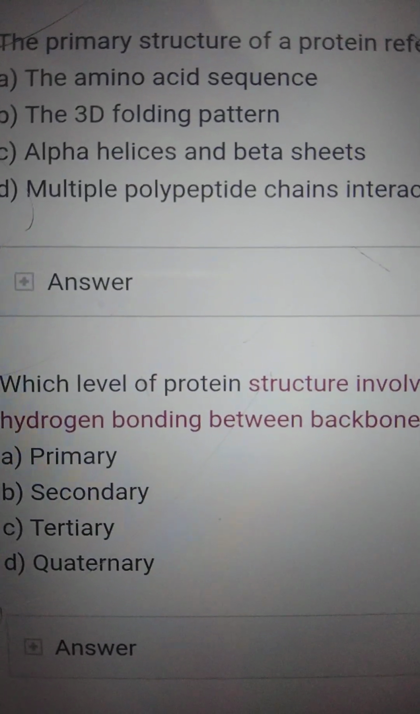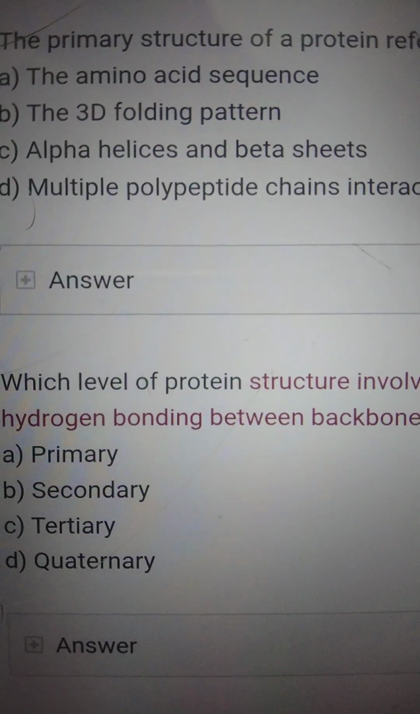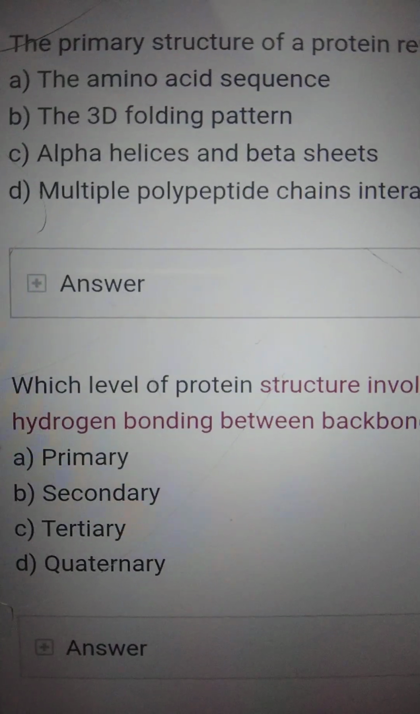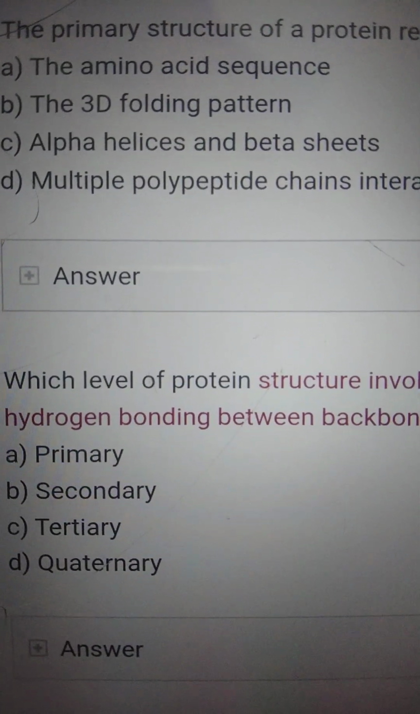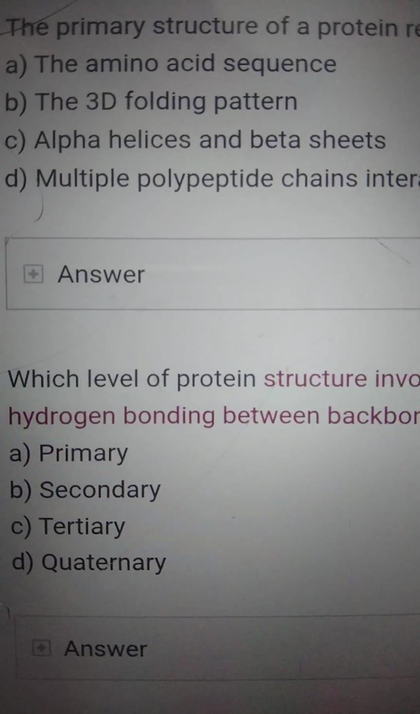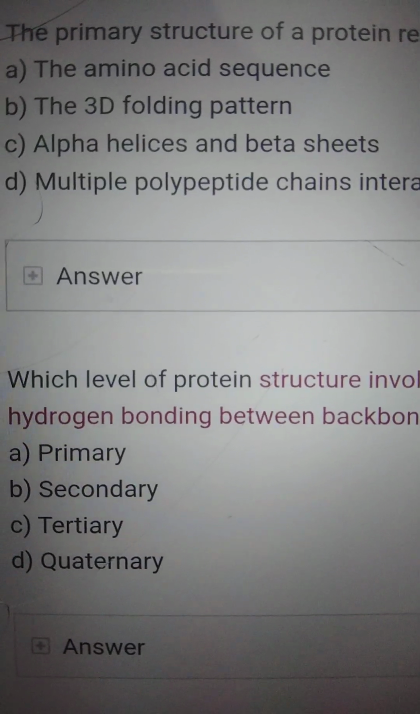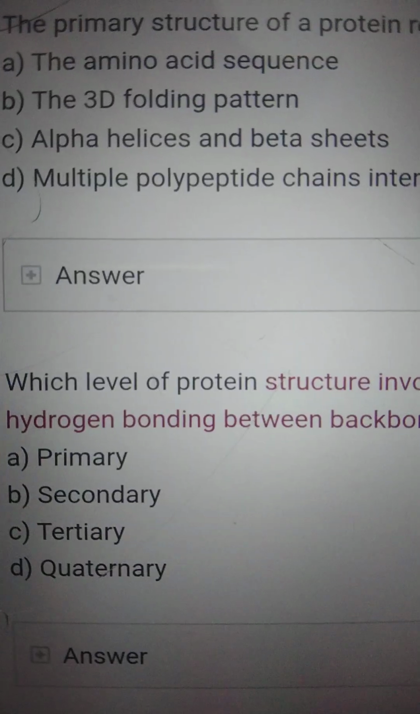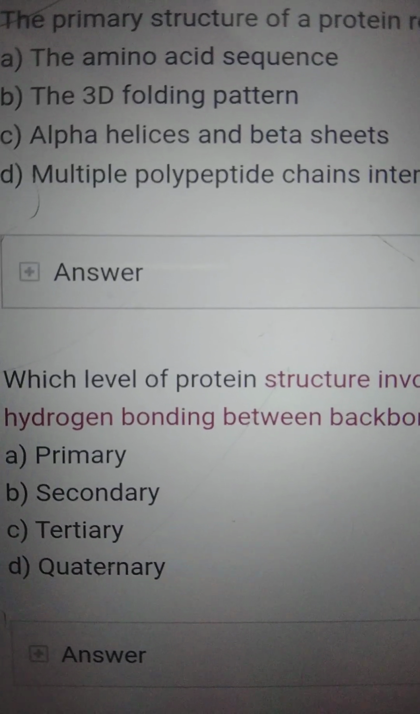Next question is about protein structure. Primary structure of protein refers to amino acid sequence, 3D folding pattern, alpha or beta sheets, or multiple polypeptides. So easy. First of four options. The first option, amino acid sequence, is the correct one.